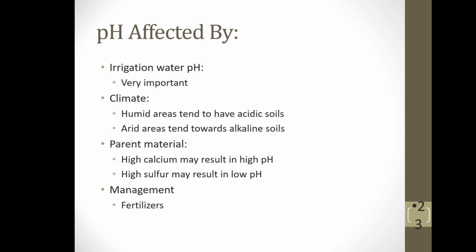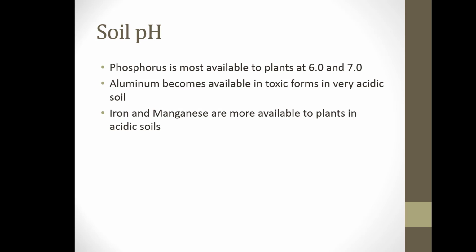So irrigation water is very important when you're talking about pH. Humid areas tend to have acidic soils. Arid areas tend to have alkaline soils. Parent material, if you've got high calcium, may result in a high pH. High sulfur may result in low pH. And you're usually managing with fertilizers and other means. Phosphorus is most available to plants between 6.0 and 7.0. Aluminum actually becomes toxic in very acidic soil, and iron and manganese are more available to plants in acidic soils.